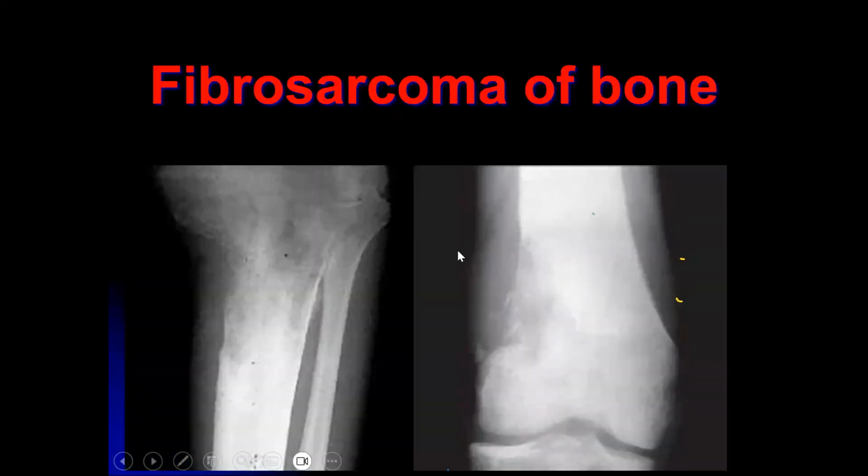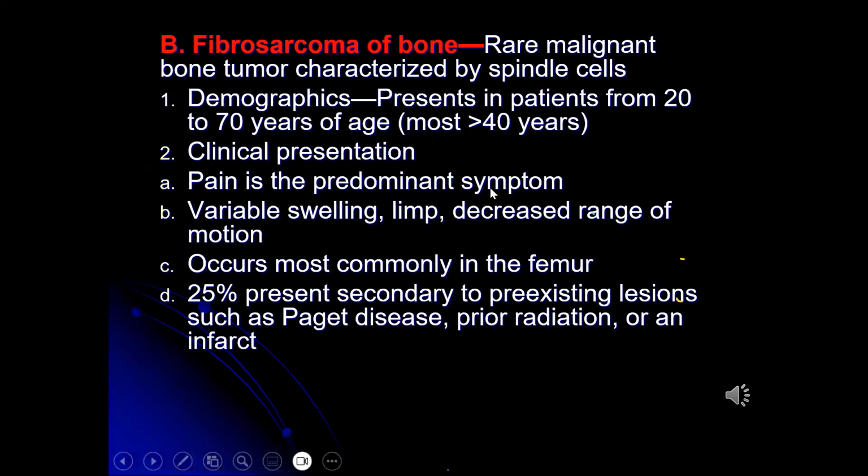Fibrosarcomas are rare spindle cell tumors. Pain is the predominant presentation. It most commonly occurs in the femur, and it can arise on existing lesions, radiation, or an infarct. And this shows you the plain X-ray appearance of a fibrosarcoma.